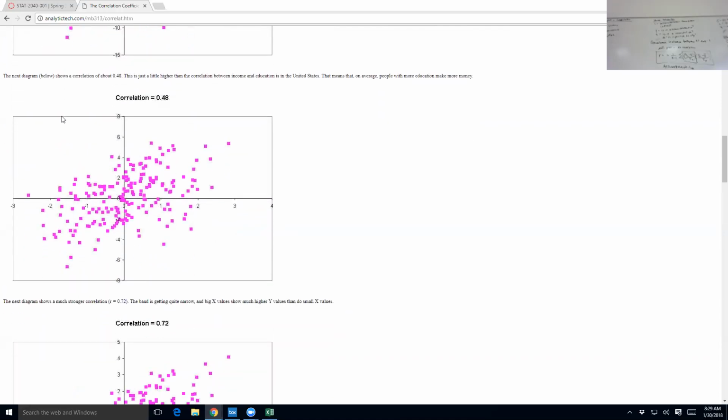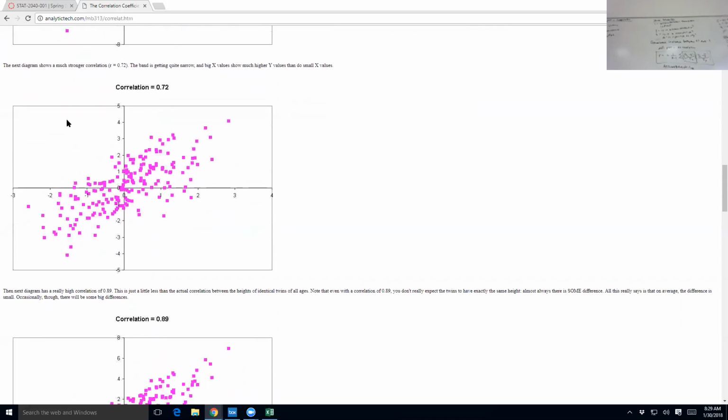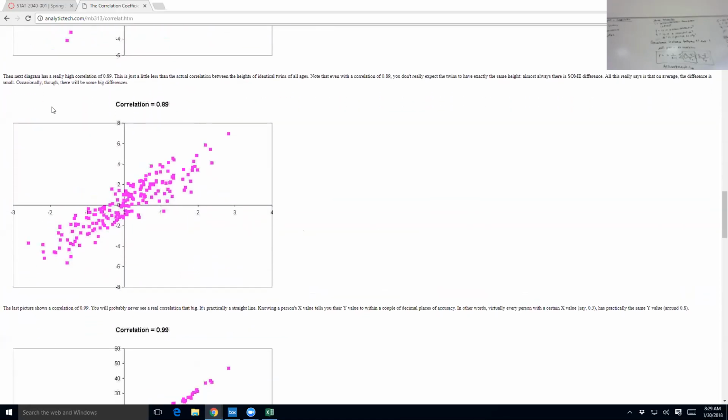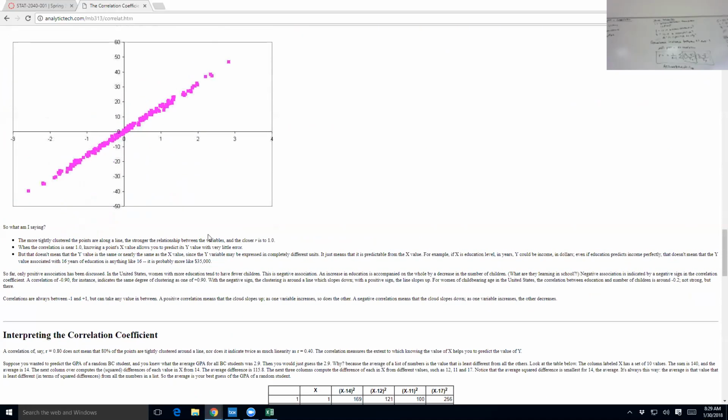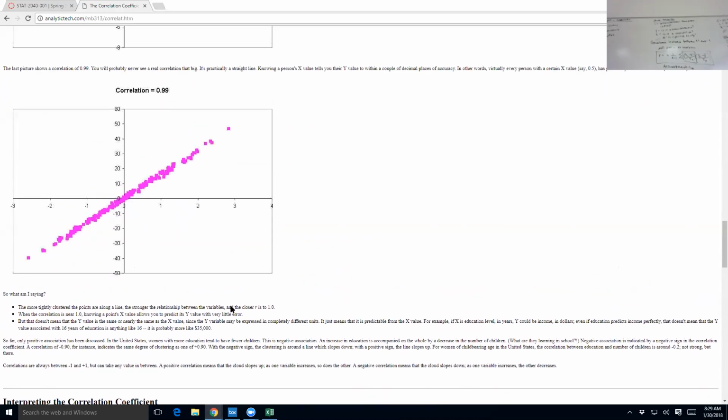As we get stronger, the dots get closer together. This is 0.48. 0.72, this is pretty strong correlation now. 0.89, you can see there's definitely a straight line pattern going on here. 0.99, this is so strong I'd almost wonder if you faked your data, okay? All right, so that's an example of weak to strong, or even from no to strong correlation.